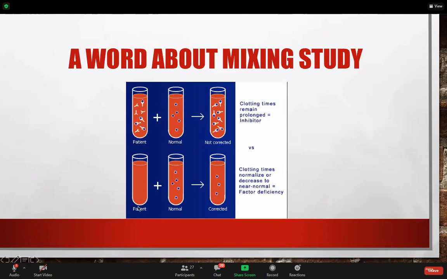Because the antibodies went to attack the new coagulation factors. Okay? Compare this to someone who has deficiencies. They don't have the factors. You mix it with normal blood or plasma, and the result is they will have a corrected coagulation profile. Guys, is this clear? I want you to understand the mixing study correctly because it will make understanding coagulation and how to approach it very much easier. Is this clear, guys?